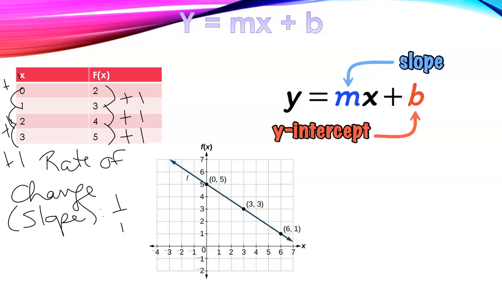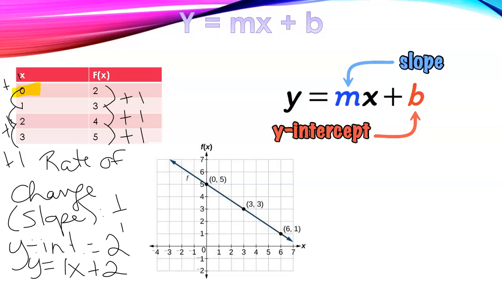If you want to find the y-intercept on a table, you just look for where the x value is 0. So my x value is 0 and my y value is 2. My y-intercept is 2. So if I were to write an equation from this table, it would be y equals 1x, or 1 over 1x, plus 2.